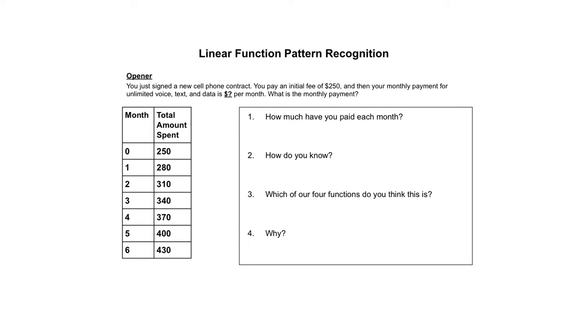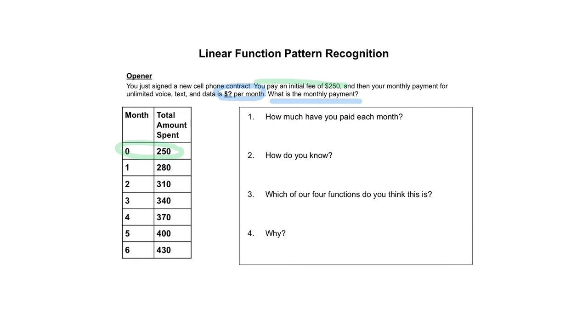You pay an initial fee of $250, and you can see that $250 right here in the table. So before you go anywhere, before any months have passed, you have paid $250 just to get your cell phone contract. And then your monthly payment for unlimited voice, text, and data is question mark per month. That's what we're trying to find. What is the monthly payment?